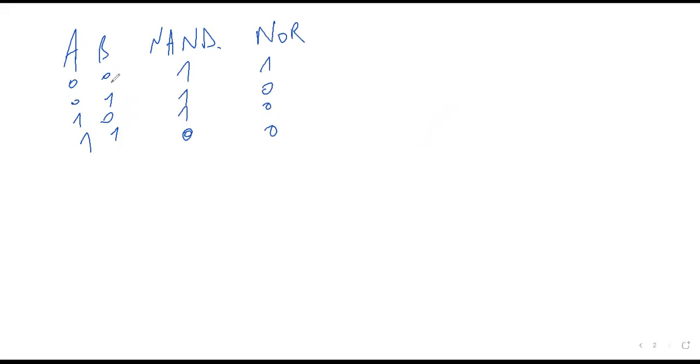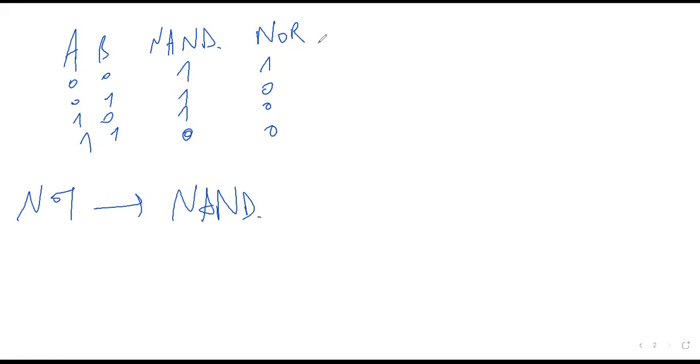Now you go to how do you represent the other gates in the form of NAND gates. How do you represent the other gates? For example, how do you turn a NOT gate into a NAND gate?